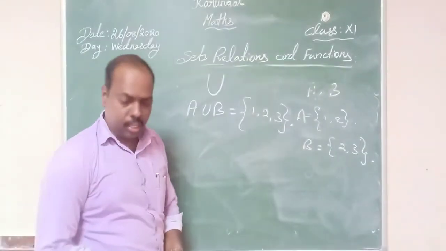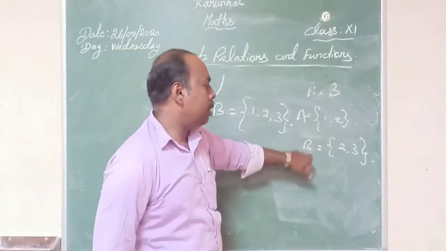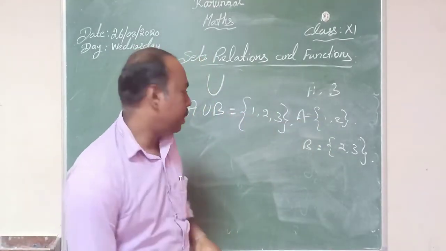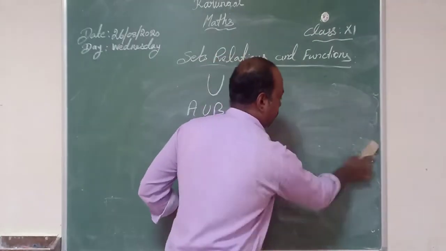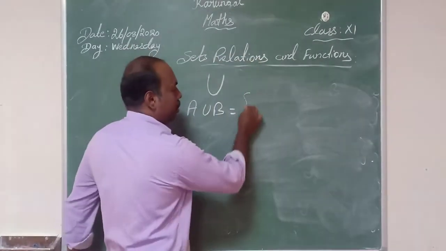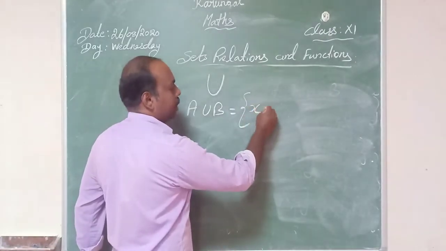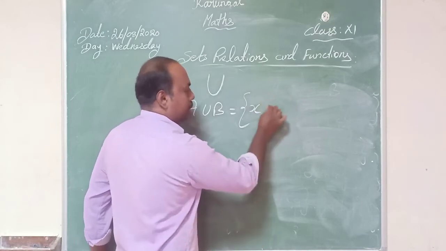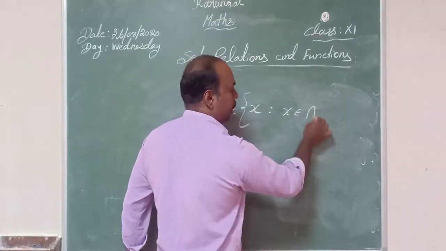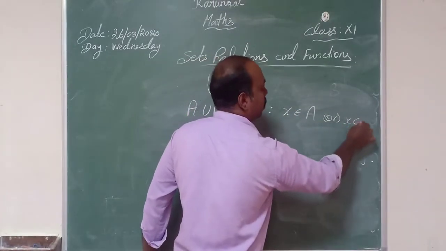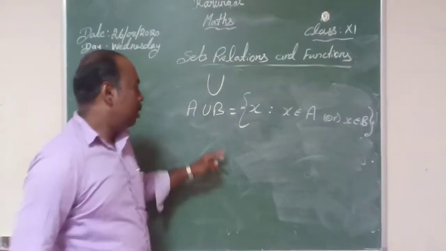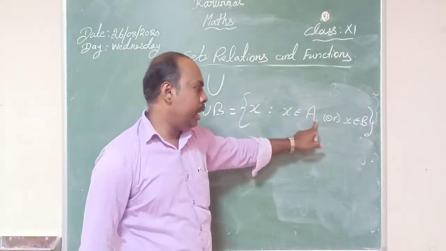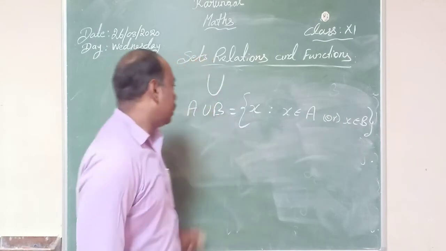So how will you say the definition? A and B are the two sets. A union B, you know that all the elements together, it is called A union B. Generally, A union B equal to the set of all X such that X belongs to A or X belongs to B. That is called A union B.